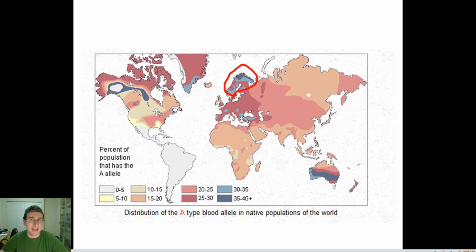So the A blood type is mostly kind of a European look. Okay, you do have a lot of it in Africa as well, but basically the A blood type is more common among European descent populations than other types of populations. It's very rare in South America, as you can see there.